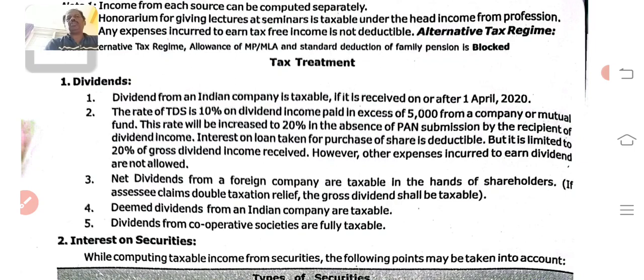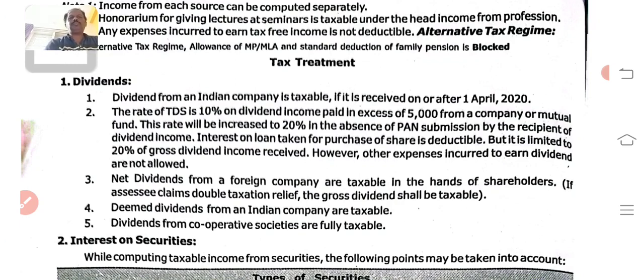Dividend from an Indian company is taxable if it is received on or after 1-4-2020. The rate of TDS is 10% on dividend income paid in excess of rupees 5,000 from a company or mutual fund. This rate will be increased to 20% in the absence of PAN submission by the recipient of dividend income.